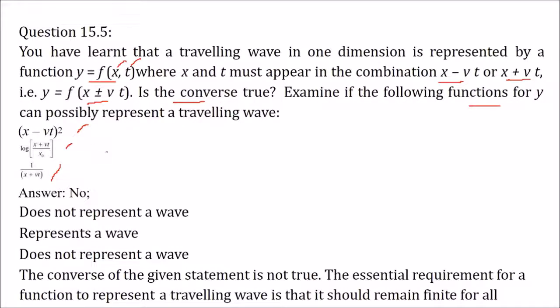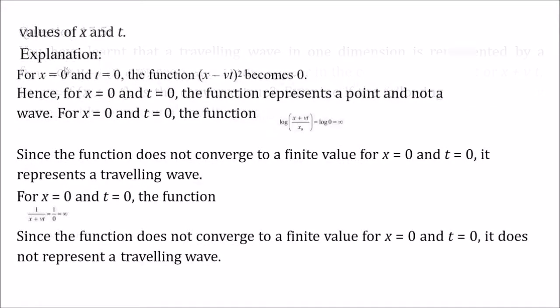These do not represent a wave. This represents a wave, and this does not represent a wave. So we are saying that the converse is not true. What is the essential requirement? The essential requirement for any function to represent a traveling wave is that it should remain finite for all values of x and t.